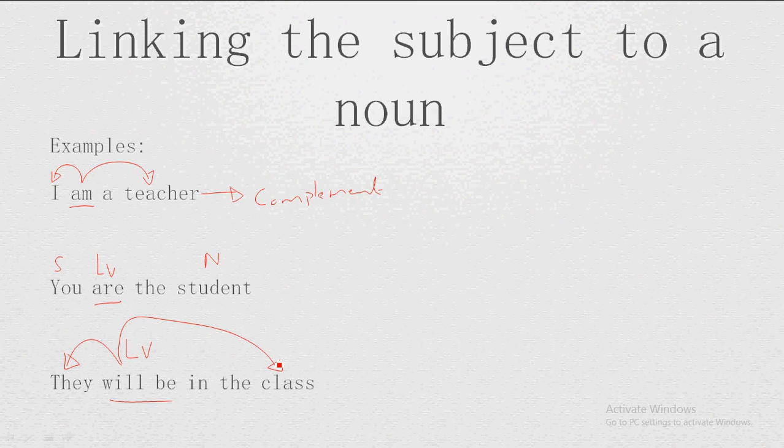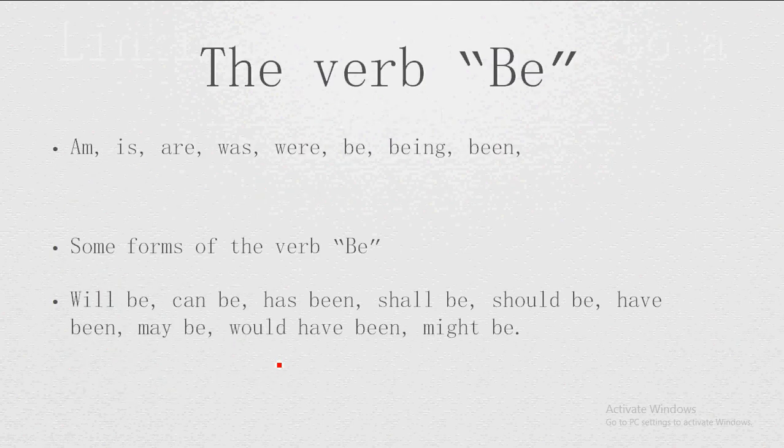All right. Let's move on now to the verb be. So these are all examples of the verb be. Is, are, was, were, be, been. Some other forms of the verb be, as we described earlier, are the phrases will be, can be, has been, shall be, should be, have been, would have been, might be.